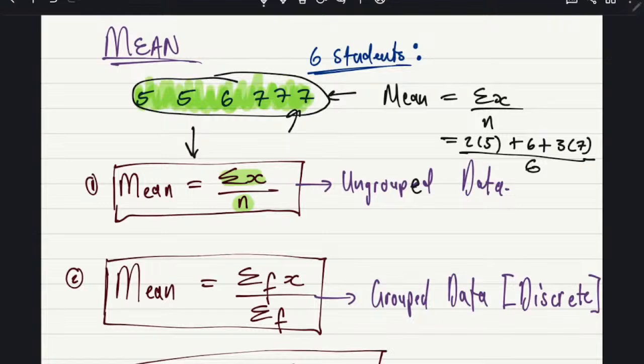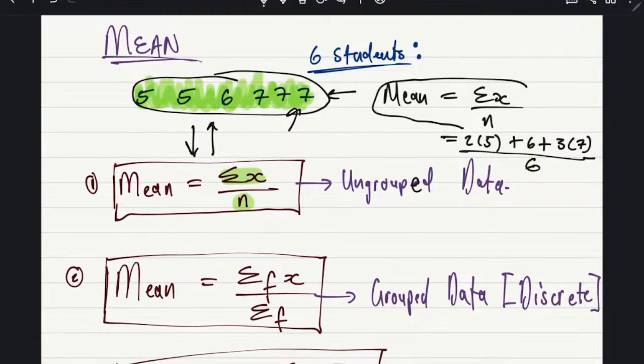It's not a negotiation. It's a rule. So those who have ears, hear me please, because they can change something. I'll show you. The most important thing is, the moment you see the word mean, and the moment you see data being ungrouped, listed like this, then you put this one: the sum of the things divided by how many they are. I've shown you how to do it. You punch in the calculator slowly. You say 2 times 5, 2 open bracket 5 plus 6 plus 3 open bracket 7. You get a total somewhere there.